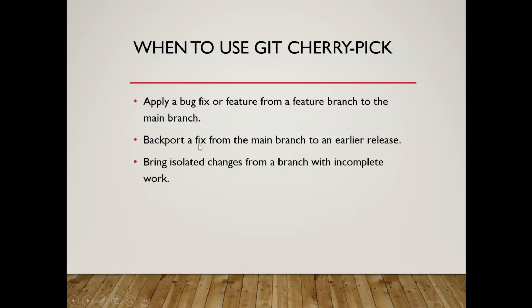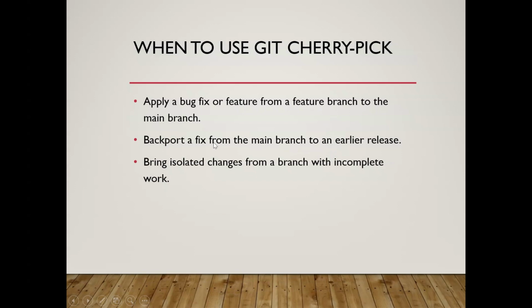Okay, backport a fix from the main branch to an earlier release. Suppose you have already merged your commit to the main branch, or you have created your pull request for the main branch, then using that pull request with that commit, you can cherry-pick the commit to your earlier release branches, or even the future release or the current release branch.